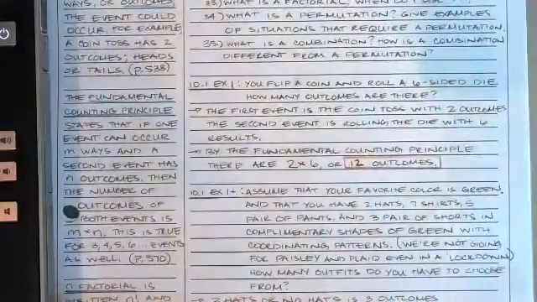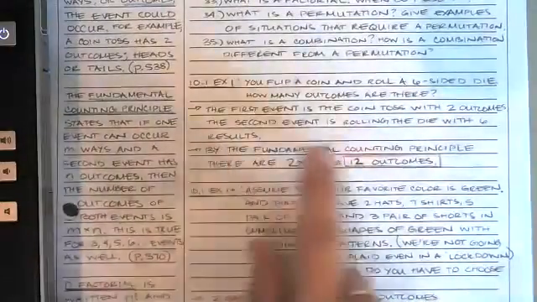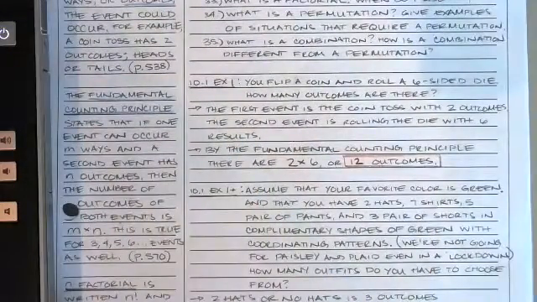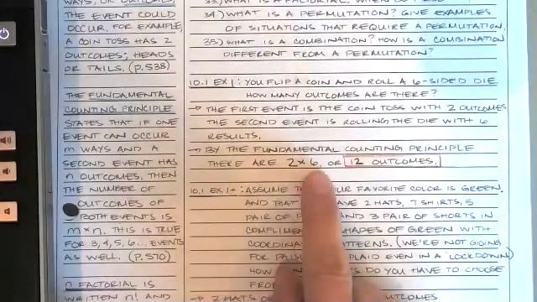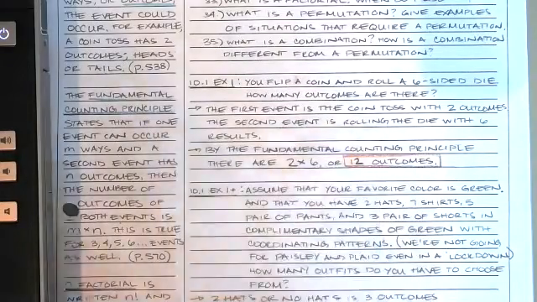Our first example, from 10.1 example 1, says that if you flip a coin and roll a 6-sided die, how many outcomes are there? The first event is the coin toss, and as we said, that's 2 outcomes. The second event is rolling the die with 6 possible results. Using the fundamental counting principle, we multiply them to get 12 outcomes. Does that make sense? Yes. Okay, sounds good.